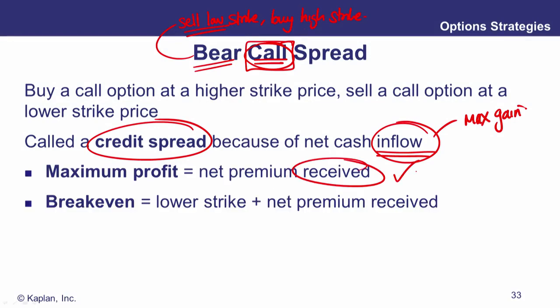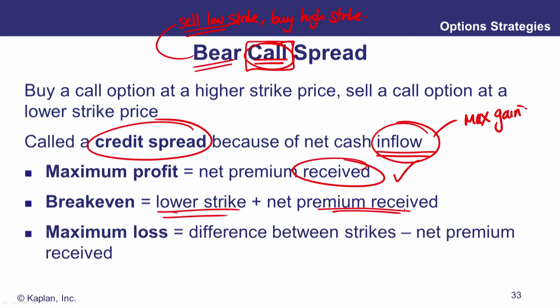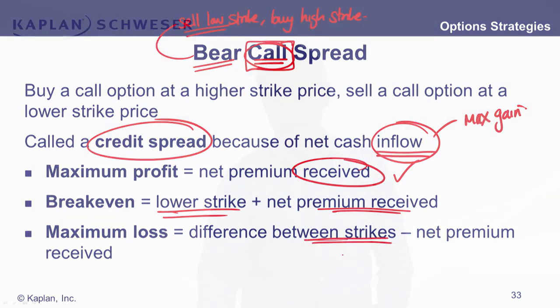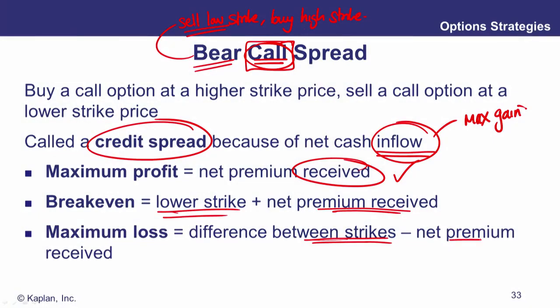Yep, that's great. The break even is the lower strike plus the net premium received, because that's when you get dragged down to break even. Okay, that's when you lose the premium that you've brought in. And the maximum loss, well, it's the difference between the two strikes. Okay, that's your maximum loss. If the underlying goes up through both strikes, you would lose the difference between them, but you can take off the net premium that you receive in. That's going to lower your maximum loss.